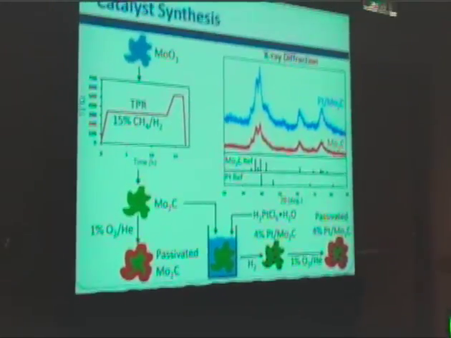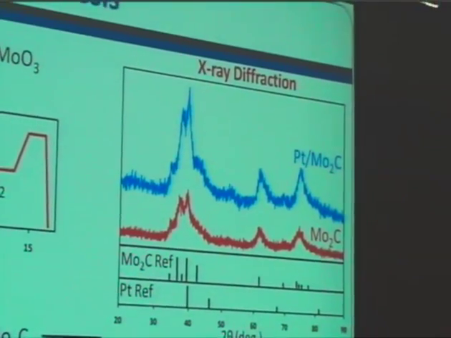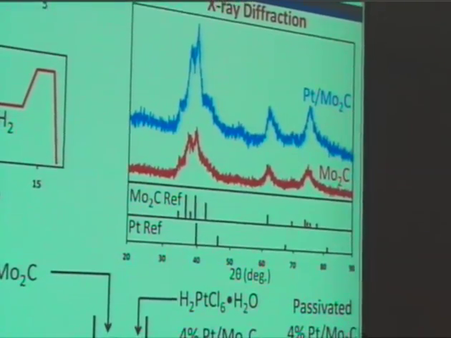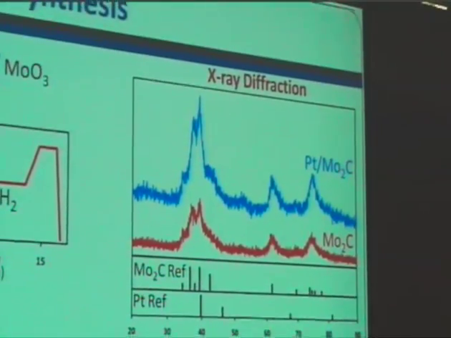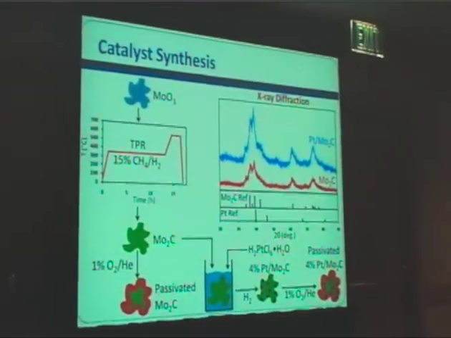The XRD patterns you can see are very similar for moly carbide and platinum moly carbide. They match up with the reference peaks for moly carbide shown here. However, we don't really see any strong peaks for platinum, which just means that these platinum particles or domains are likely below the resolution of our X-ray diffractometer.